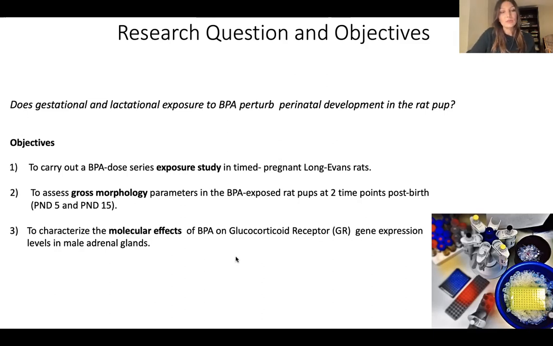And I looked at gross morphology parameters in these BPA exposed rat pups at 2 time points post-birth. So at postnatal day 5, which is right before the stress hyperresponsive period started, and at postnatal day 15, which is right when this stress hyperresponsive period ended. And then I wanted to characterize the molecular effects of BPA on glucocorticoid receptor gene expression levels in the adrenal glands of the male rat pups that I collected.